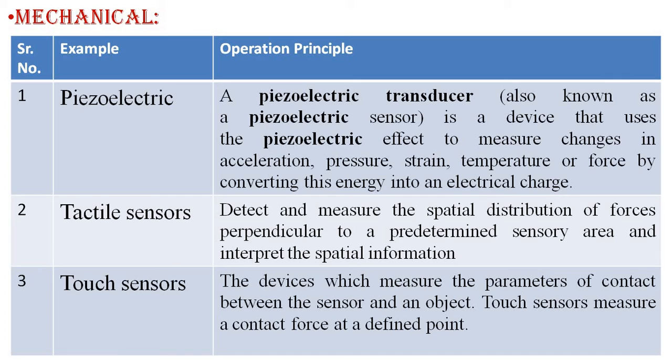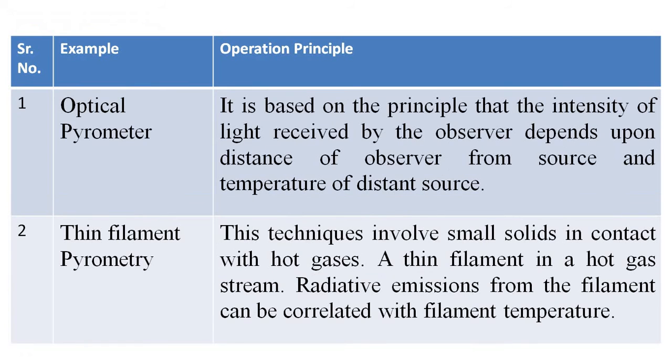Next example of a mechanical sensor is touch sensors. It is a device which measures the contact between the sensor and an object. When we touch any device or sensor, a conduction is generated. A contact force has to be applied at a defined point, and then that contact generates a conduction. That is the principle of touch sensors.